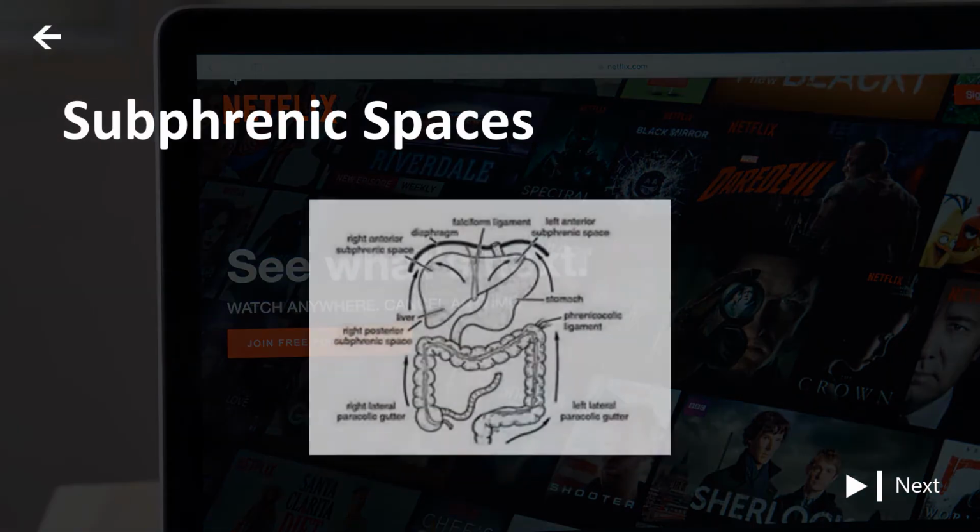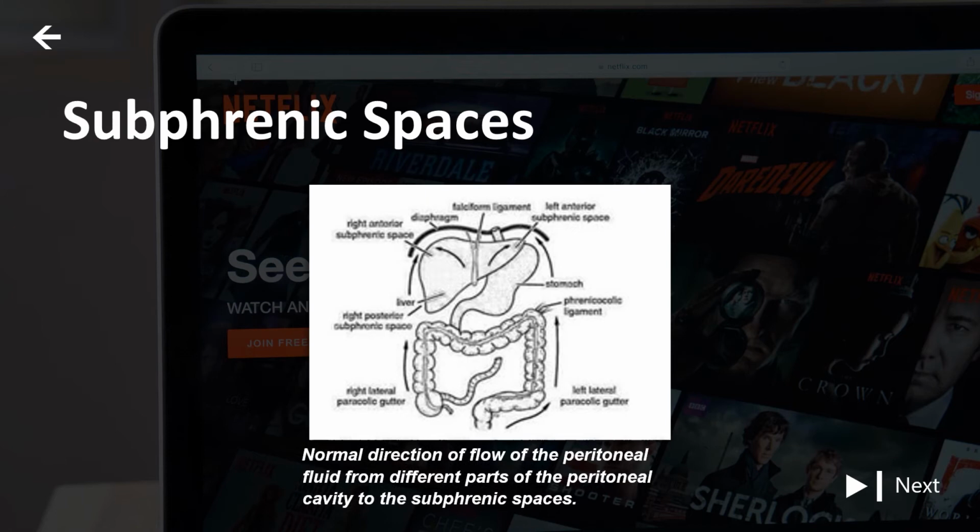Subphrenic spaces. The right and the left anterior subphrenic spaces lie between the diaphragm and the liver, on each side of the falciform ligament. The right posterior subphrenic space lies between the right lobe of the liver, the right kidney, and the right colic flexure. The subphrenic space is a peritoneal space between the anterior part of the liver and the diaphragm. It is separated into right and left by the falciform ligament, and posterior-superiorly bounded by the coronary ligaments.